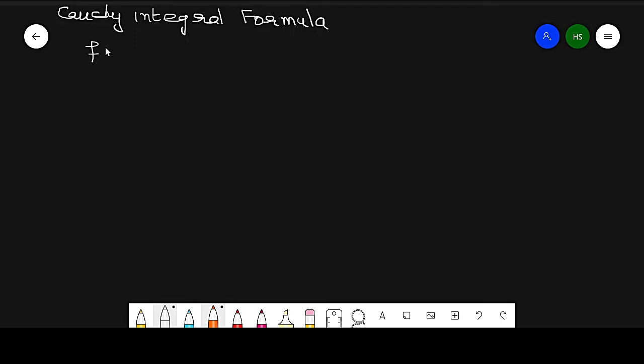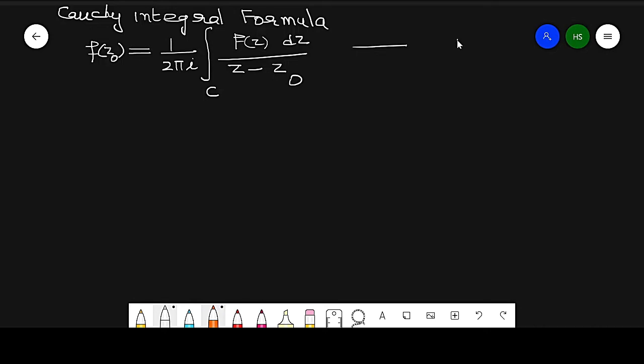f of z naught is equal to 1 by 2 pi iota integration around C of f of z dz over z minus z naught. I write it as equation number 1. Here all the conditions of the Cauchy integral formula are satisfied. It means f is analytic within a simple closed contour C and z naught is any point inside C.